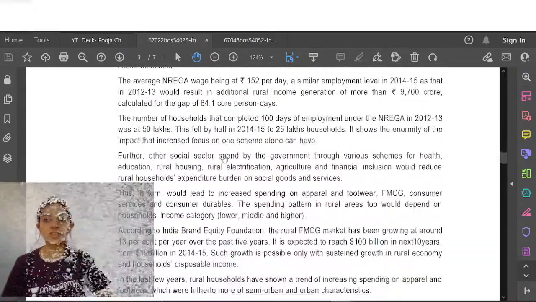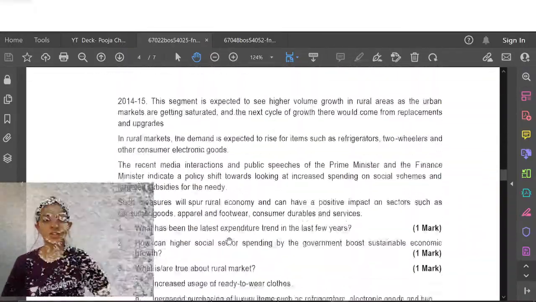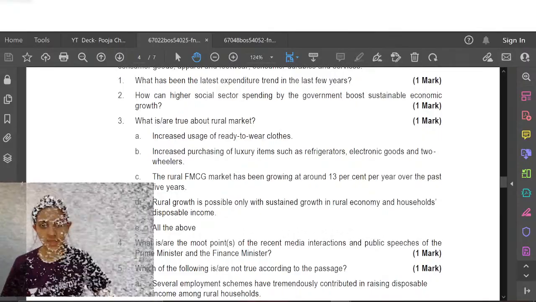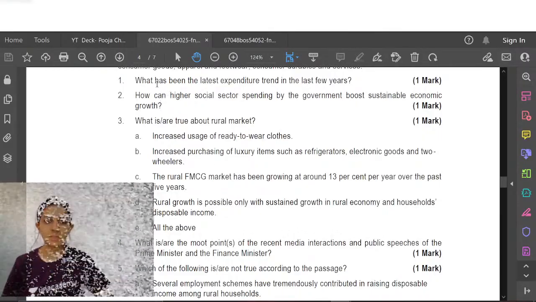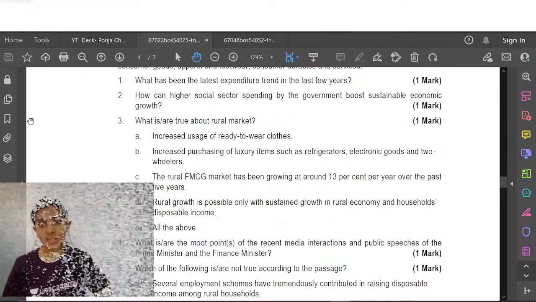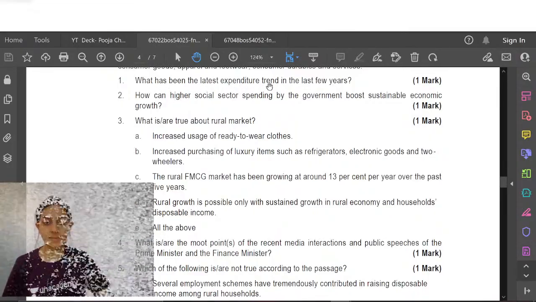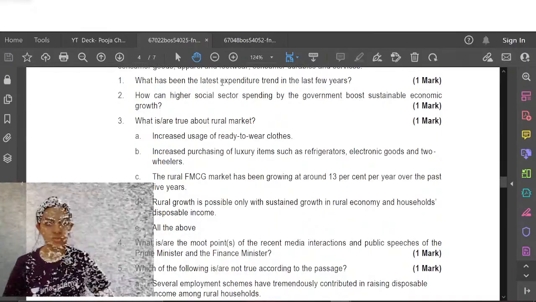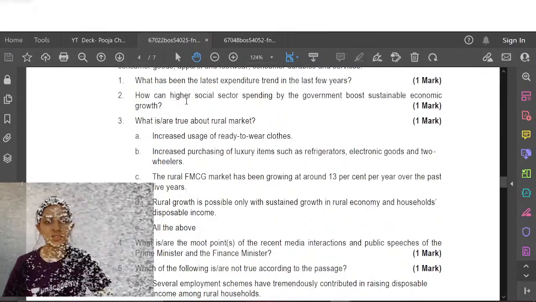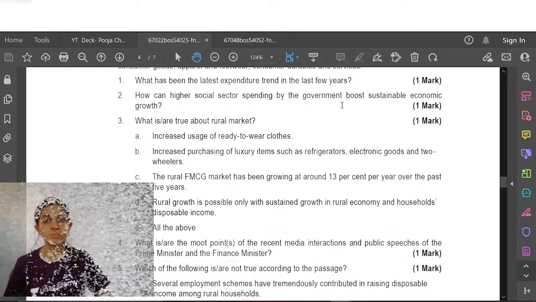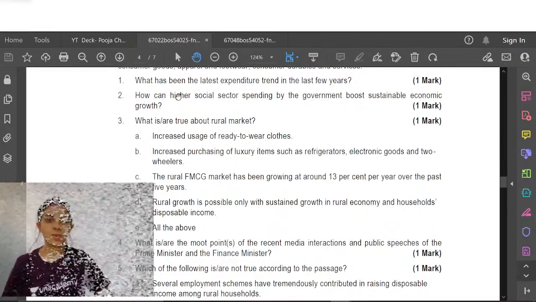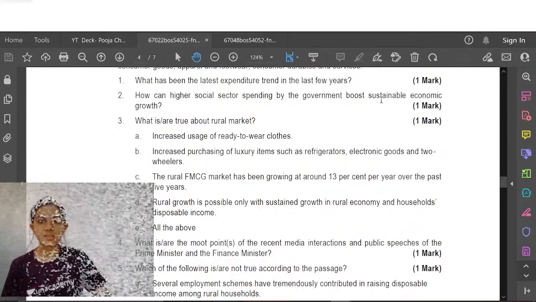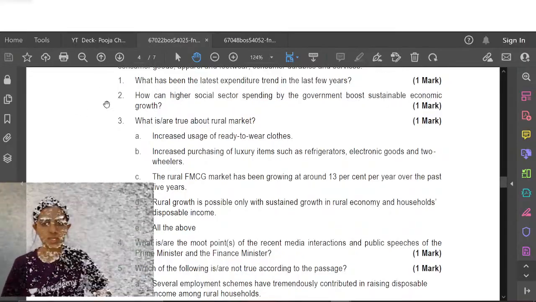Whenever you are doing reading comprehension, my first advice is to read the questions first rather than reading the paragraph first. So let's quickly read the questions. What has been the latest expenditure trend in the last few years? Now we need to search for the words expenditure trend. How can higher social sector spending by the government boost sustainable economic growth? We need to look for words like higher social sector spending, boost sustainable economic growth. These are the words that we need to look for.